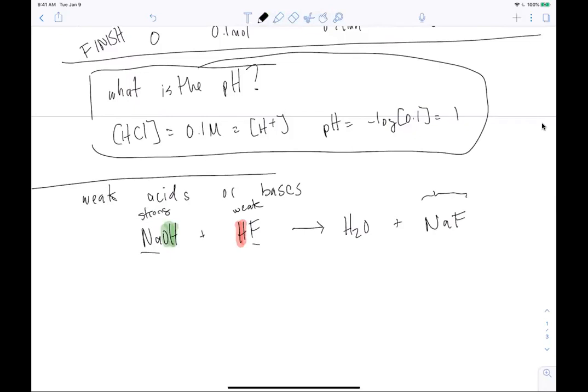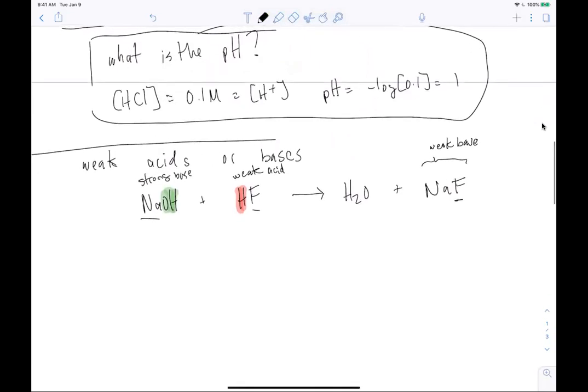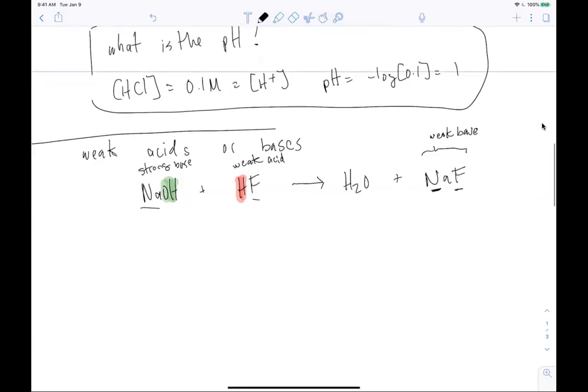That means that our salt over here is going to be, I guess I should write this out. This is a weak acid. This is a strong base. That means our salt over here is going to be a weak base. Why is that? It's because this is the conjugate base of a weak acid, and the conjugate base of a weak acid is going to be itself a weak base. So weak acids have weak base conjugates, whereas the strong base has its acidic piece as the sodium plus, and that's not acidic at all.